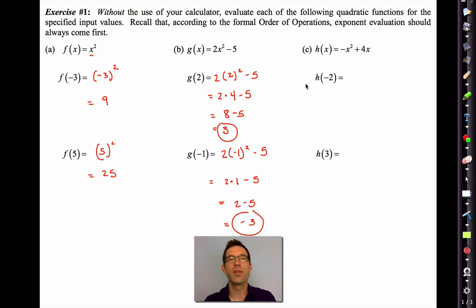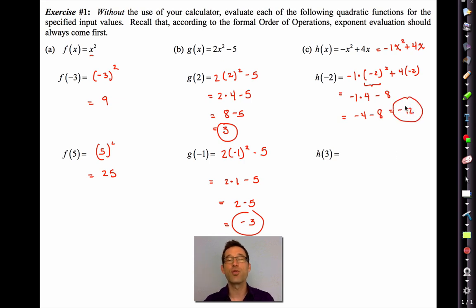The way we have to interpret this is very similar to how we interpreted letter B. Meaning that I really want to look at this as negative 1 x squared plus 4x. In which case what I have is negative 1 times negative 2 squared plus 4 times negative 2. In which case I square that negative 2 first, I get positive 4, but then I'm still going to have to multiply. 4 times negative 2 is negative 8, but then I'm still going to have to multiply by the negative 1. So I get negative 4 minus 8, which is negative 12. If you got that negative 12, then you're doing well in terms of the way that you interpret this formula and order of operations.